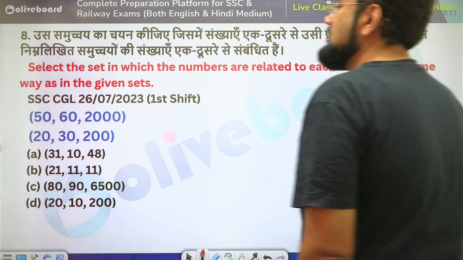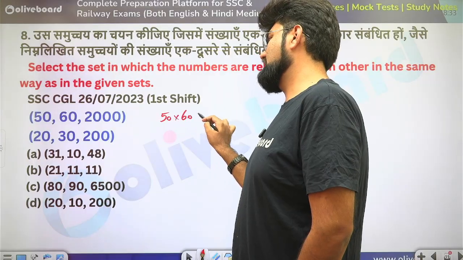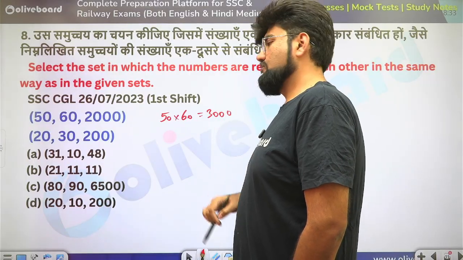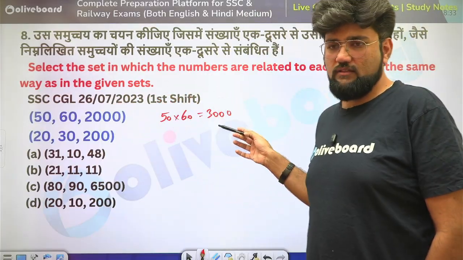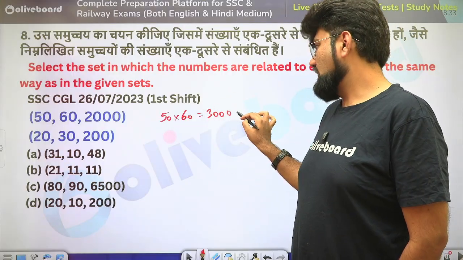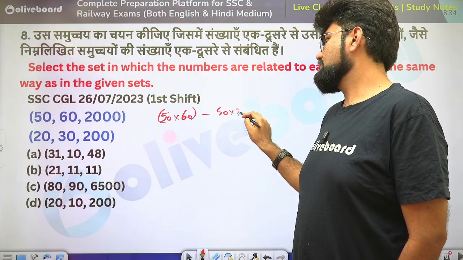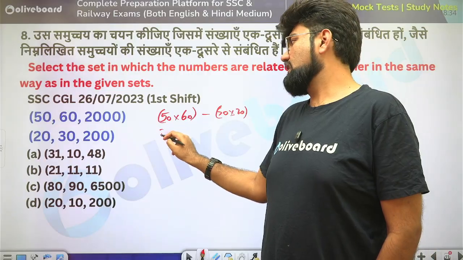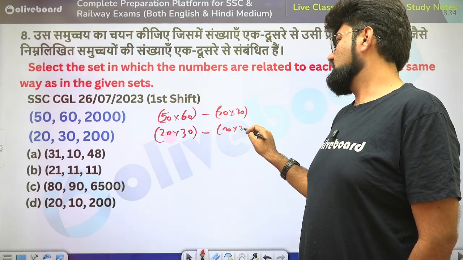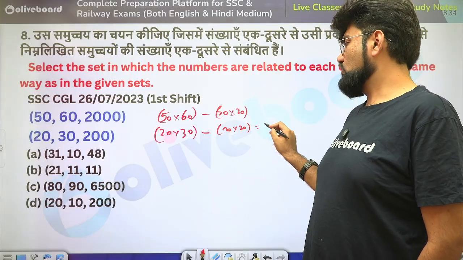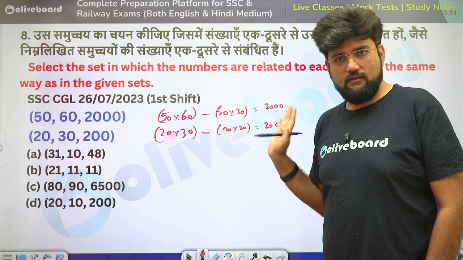Now see, 50 and 60, 2000. 50 and 60, if you multiply, a lot of people will do this. So they will get 3000. Okay. And then they will think about coming to 2000, so they are subtracting 1000. 1000 I can bring from 50. How? So I will write it as minus 50 into 20. And I'll try it here. 20 into 30 is 600, minus 20 into 20 is 400. So the answer is 200. The answer is 2000. So precisely this is what we are doing.